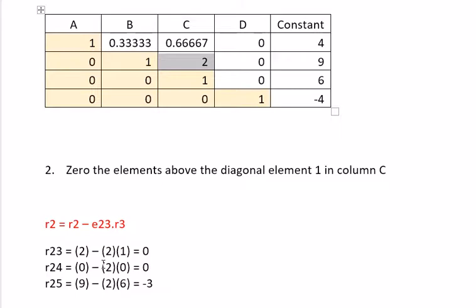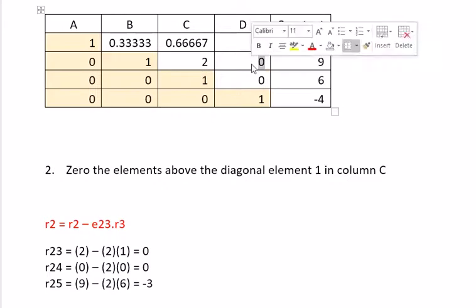How do we do that? The formula will be R2 minus the element in the second row, third column, multiplied by the element in the third row. So again, we will not be touching this one. We will start with this one. The element in the second row, third column, R23, is equal to 2 minus 2 times the element in R3,1, that is equal to 2 minus 2, that is 0.